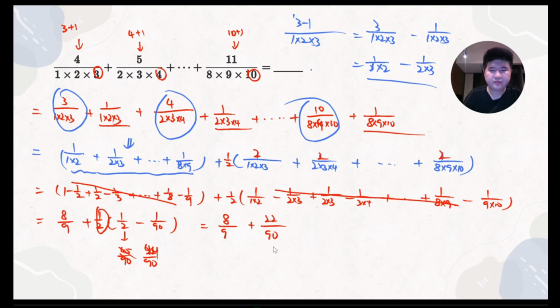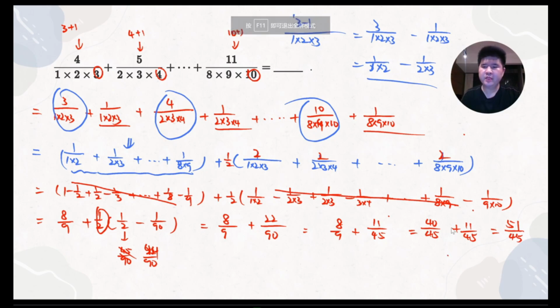And then we can just get an answer. We haven't simplified them yet. 8 over 9 plus 11 over 45. And it becomes 40 over 45 plus 11 over 45, which is 51 over 45. That is how we got it.